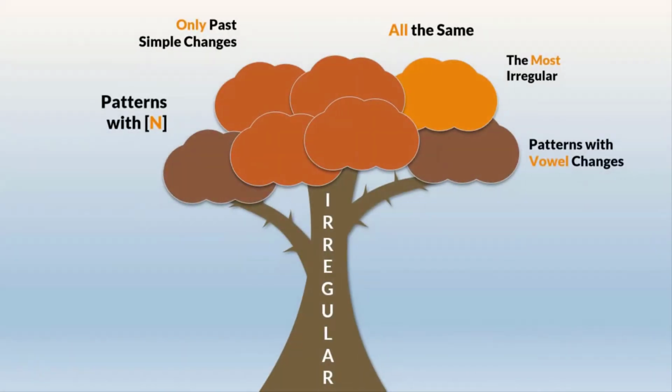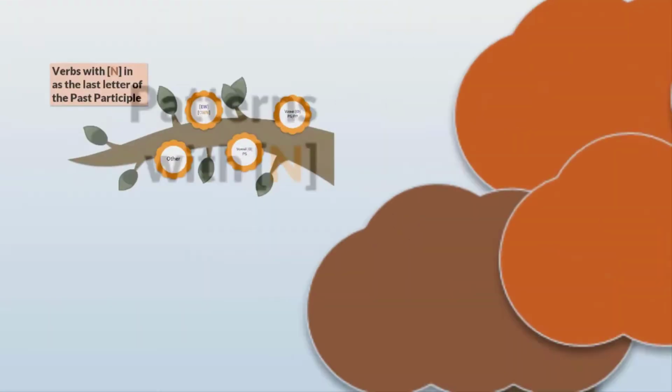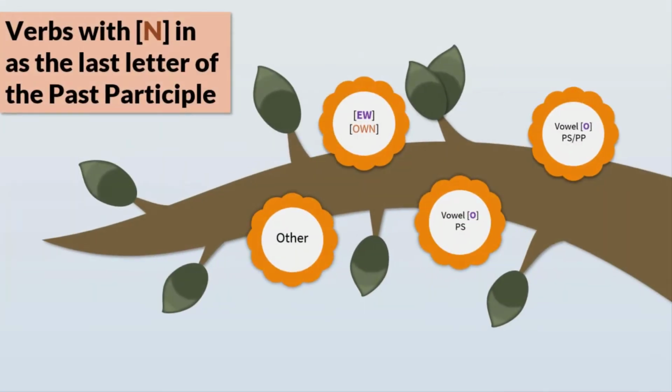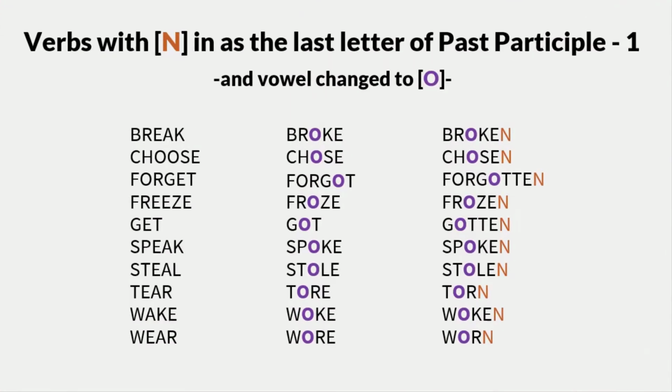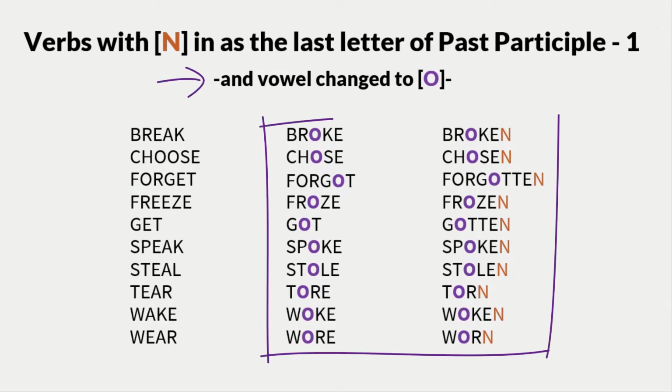Here we can see our infographic tree with 2 branches and 5 groups. So let's jump into the first branch. In our first group, you can see that the vowel changes in both the past simple and the past participle. That change is to O.